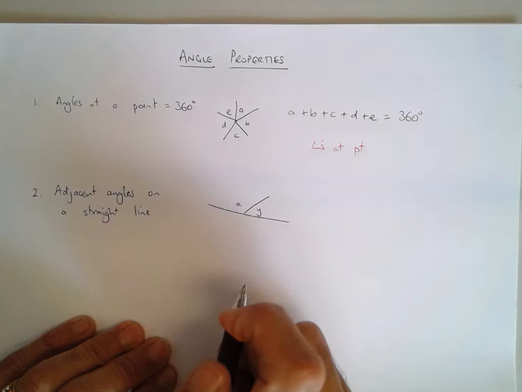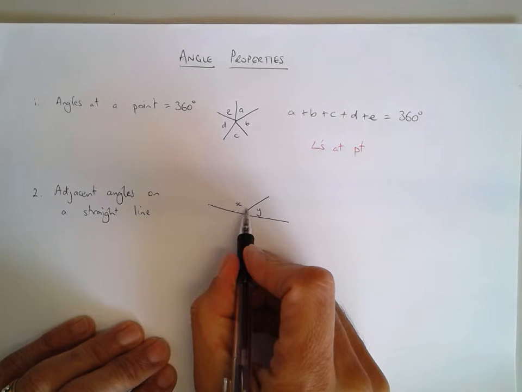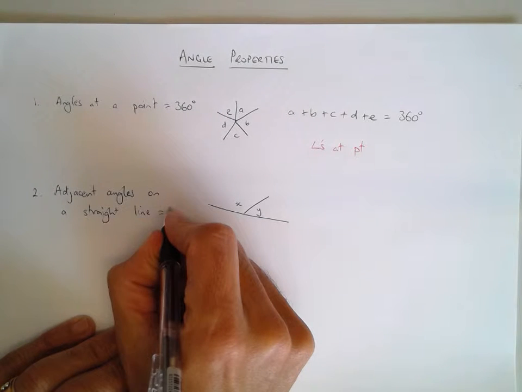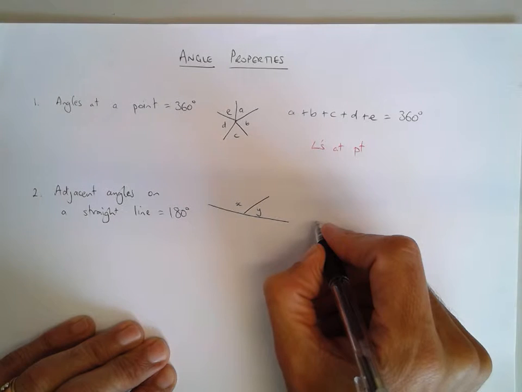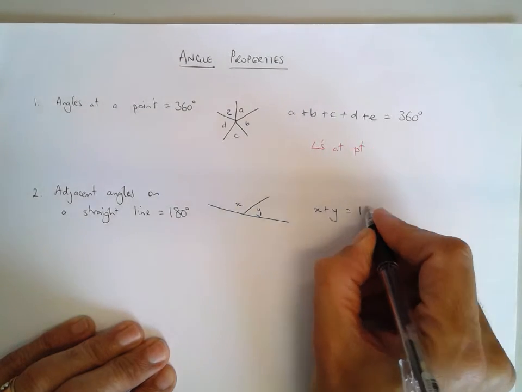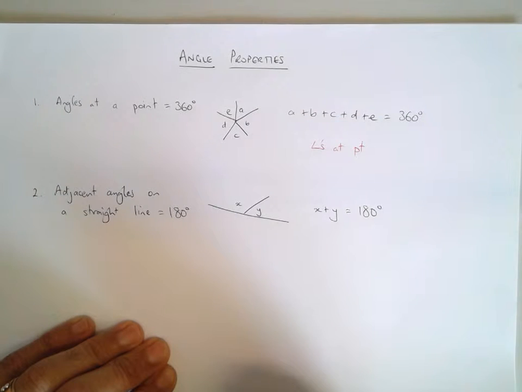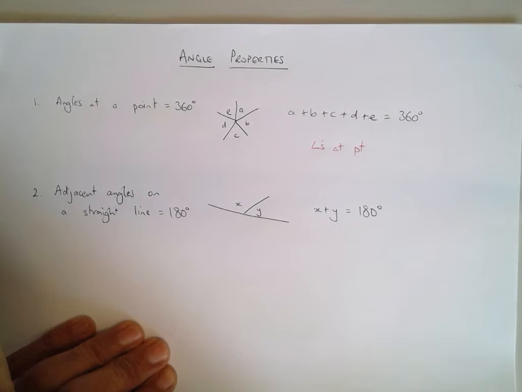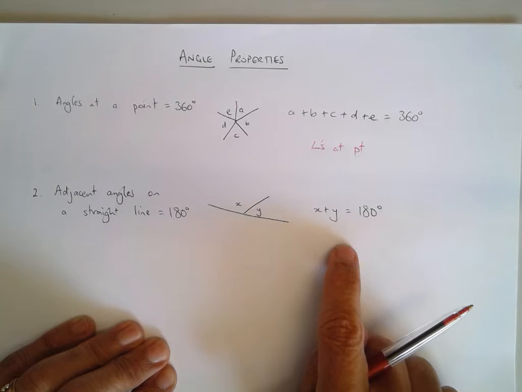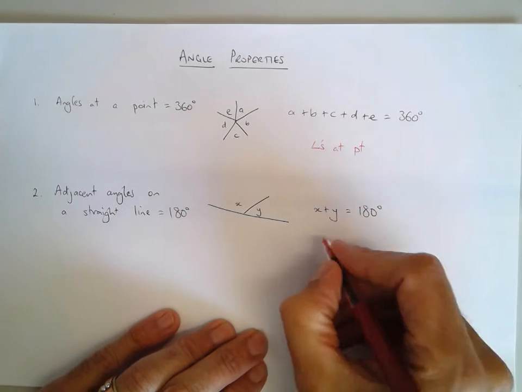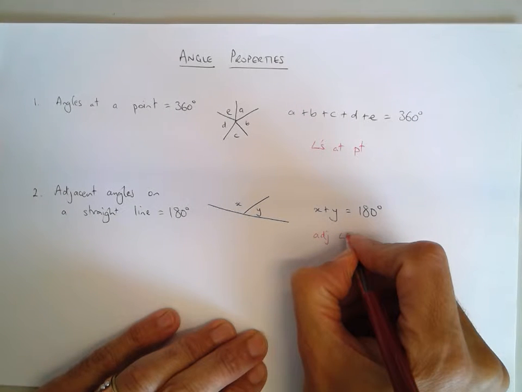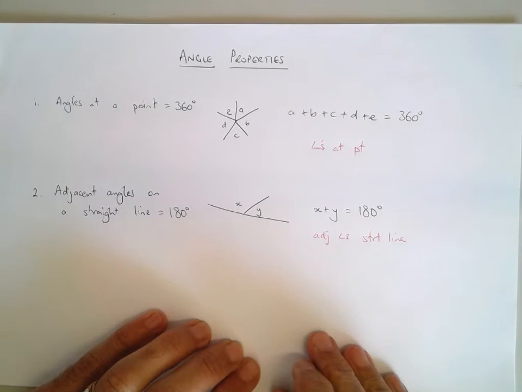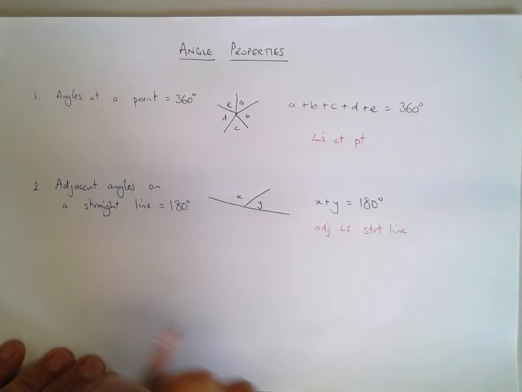Now because they're next to each other and this is a straight line, they have to add up to 180 degrees. If I go from here all the way around, I'll have 180 degrees. So X plus Y equals 180 degrees. Now again, it doesn't just have to be two angles, it could be 3, 4, 100 of them, but they'll all add up to 180 degrees. And in shorthand, we could write adjacent angles straight line, and that'll equal 180 degrees.